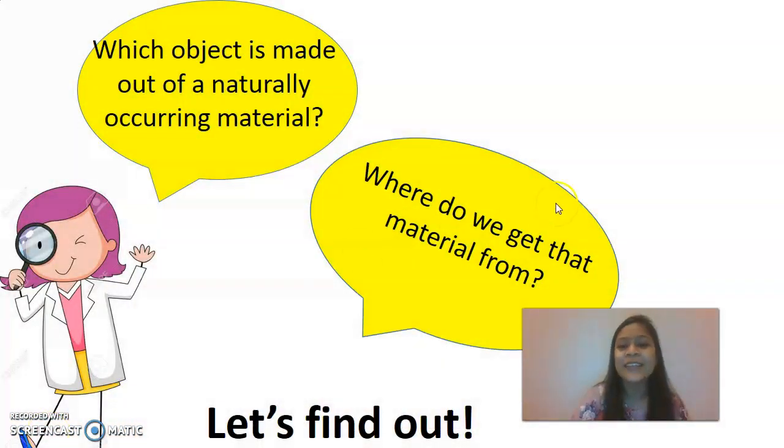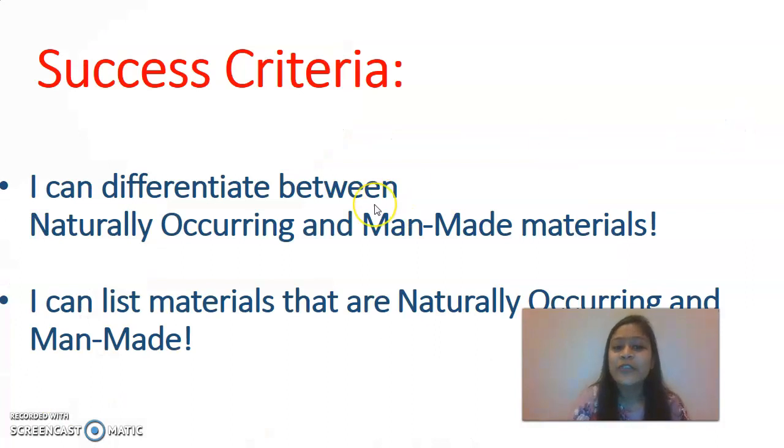So in today's class, you will learn to differentiate between naturally occurring and man-made materials. Do you know the difference yet? And you can also list or name materials that are naturally occurring and name materials that are man-made. I will also be giving you a YouTube video. You can see that YouTube video and learn a little more about these two types of materials, some more examples, and then you can do your activity.